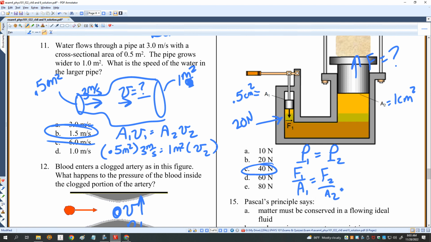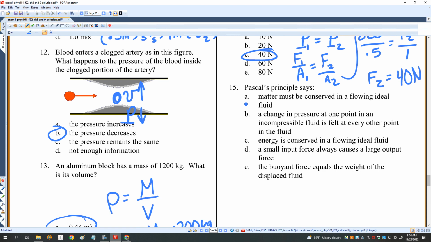But if you don't remember that, we can just go with this definition from Pascal's principle. This is Pascal's principle, by the way. And say F1, that's 20 over 0.5, is equal to F2 over A2, which is 1. Solve that for F2. It's going to be equal to 40. Pascal's principle.